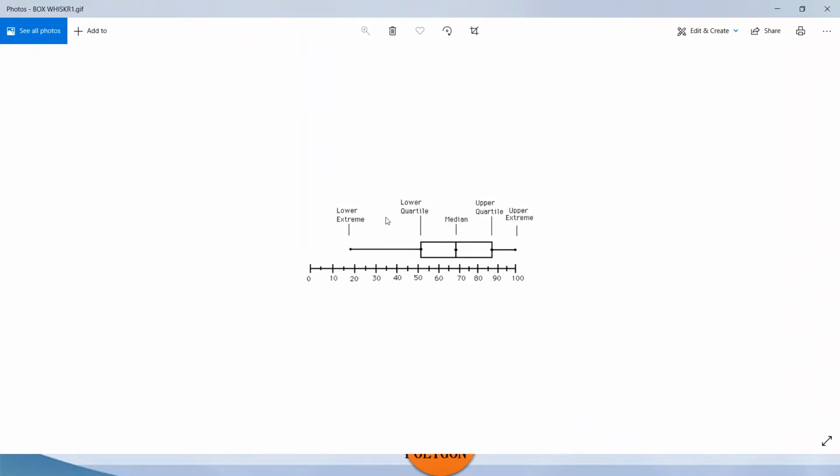We'll concentrate on the lower extreme value and higher extreme value, that is the minimum value and the maximum value. And we also find the 3 quartiles, that is the first quartile, second quartile and third quartile. Here quartiles are nothing but values which divide the data into 4 equal parts. Each part is 1 quartile.